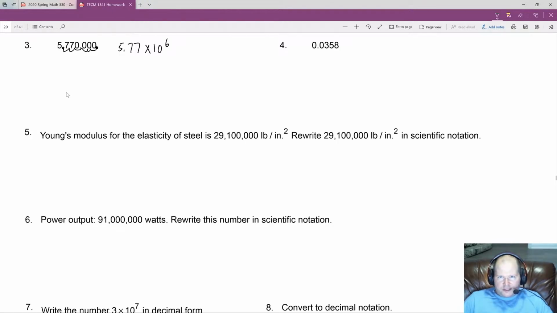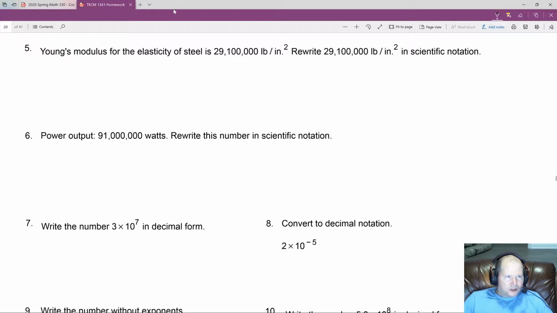Over here, we have 0.0358. We want to move this decimal behind the first non-zero digit. Move it over 1, move it over 2. The first non-zero digit was the 3, so we end up with 3.58 times 10. And because we had to move it over 2 places, we're going to have a 2 exponent. But because the original number was smaller than 1, it's going to be a negative 2 exponent.